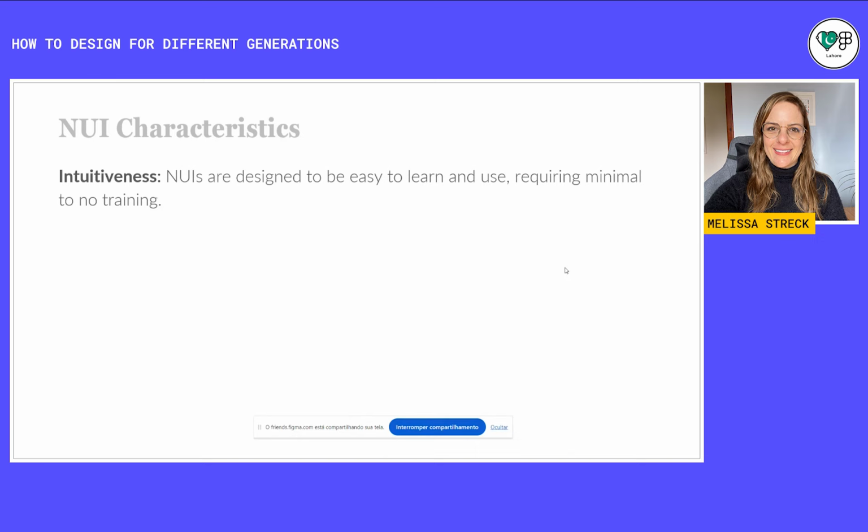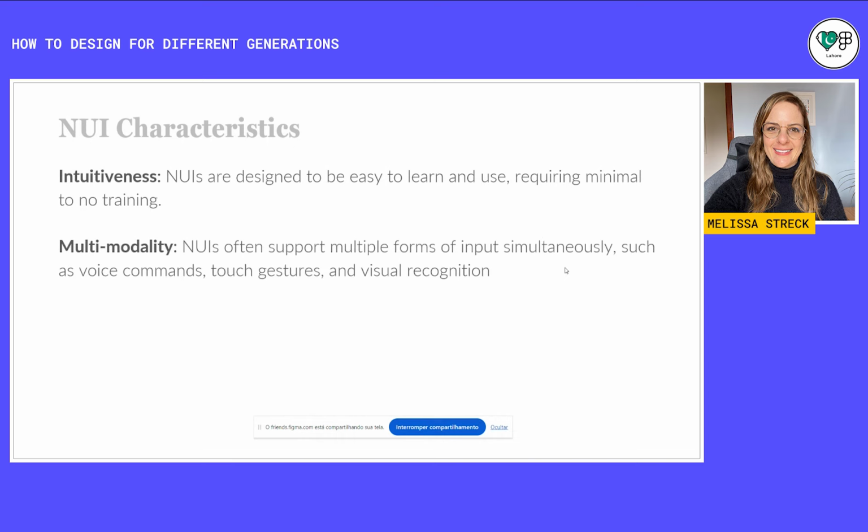The first one is intuitiveness. Natural user interfaces are designed to be easy to learn and use. They require minimal training. So it should be intuitive for the user, no matter who the user is, if it is a kid, or if you are designing for an age group, this should be intuitive, right?